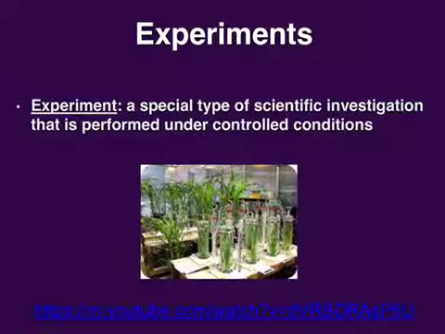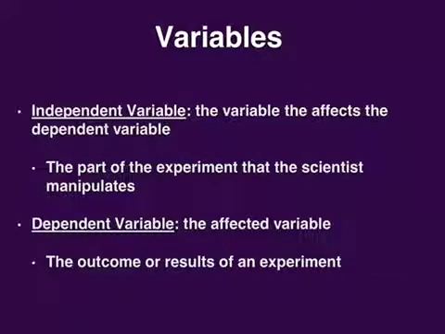So an experiment is a special type of scientific investigation that is performed under controlled conditions. And so we've spent some time talking about independent and dependent variables. The independent variable is the variable that affects the dependent variable. This is the part of the experiment that the scientist manipulates or changes, and there can only be one independent variable. The dependent variable is the affected variable, and this is the outcome or results of the experiment.